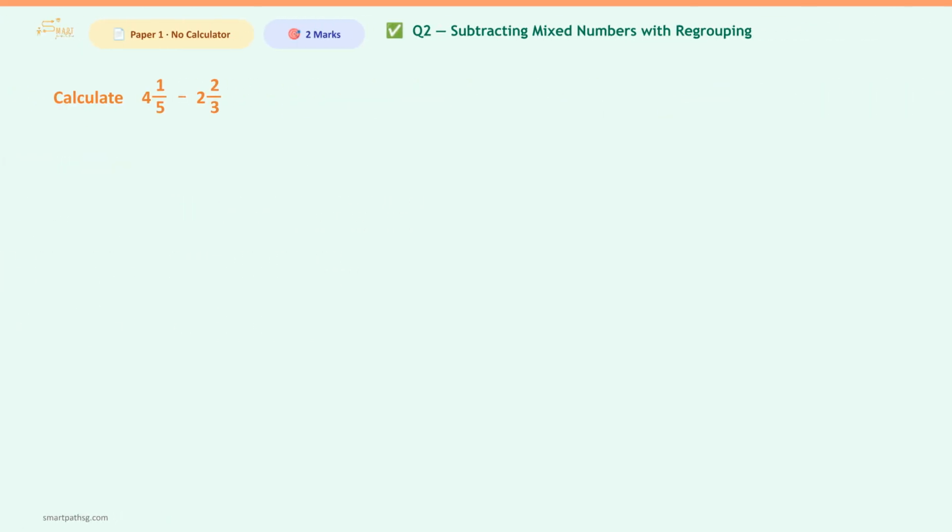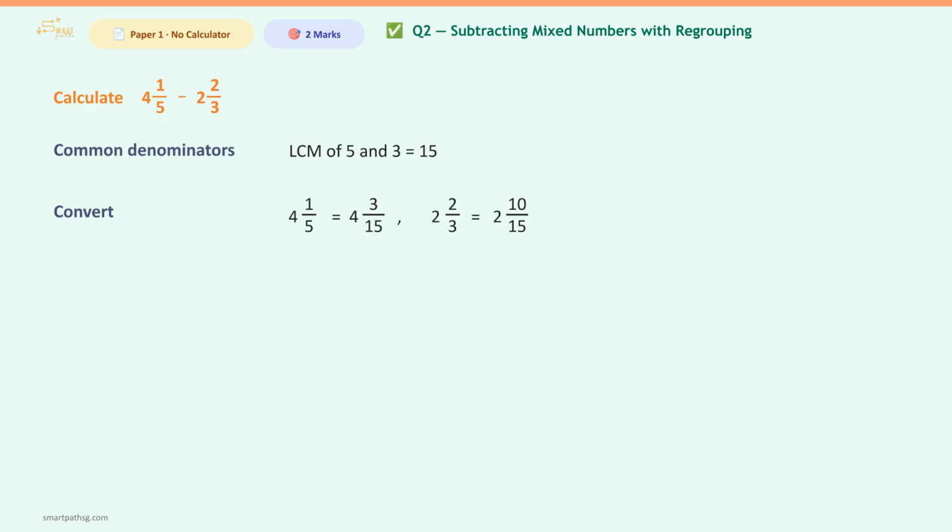Question 2 is subtracting mixed numbers. Step 1, find common denominators. We must change both mixed numbers so they have the same denominator. For 5 and 3, the lowest common multiple, LCM, is 15. Step 2, convert. We convert both fractions to have the denominator 15. So 1/5 becomes 3/15. 2/3 becomes 10/15.